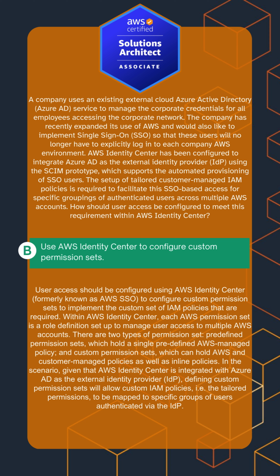Within AWS Identity Center, each AWS permission set is a role definition set up to manage user access to multiple AWS accounts. There are two types of permission set: predefined permission sets, which hold a single predefined AWS managed policy, and custom permission sets, which can hold AWS and customer managed policies as well as inline policies.